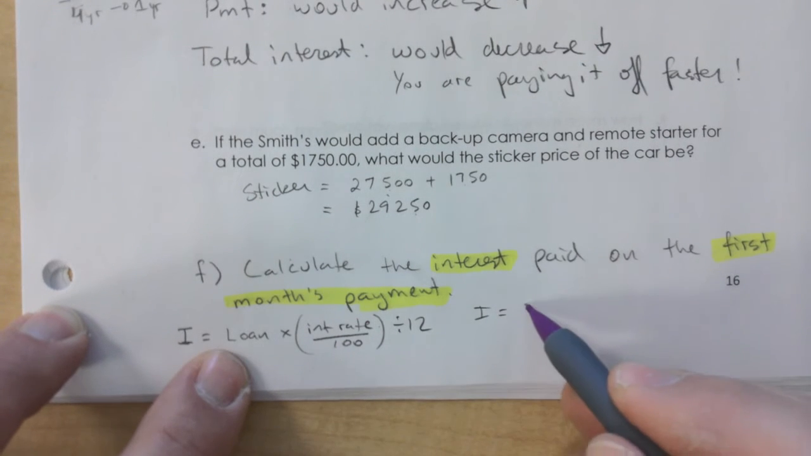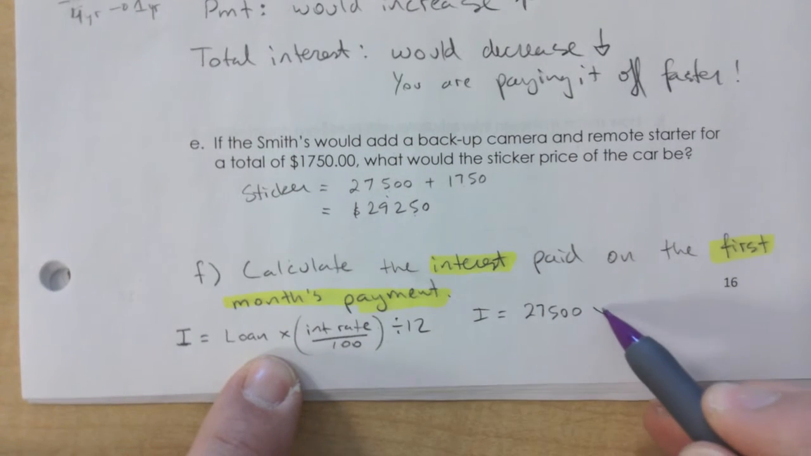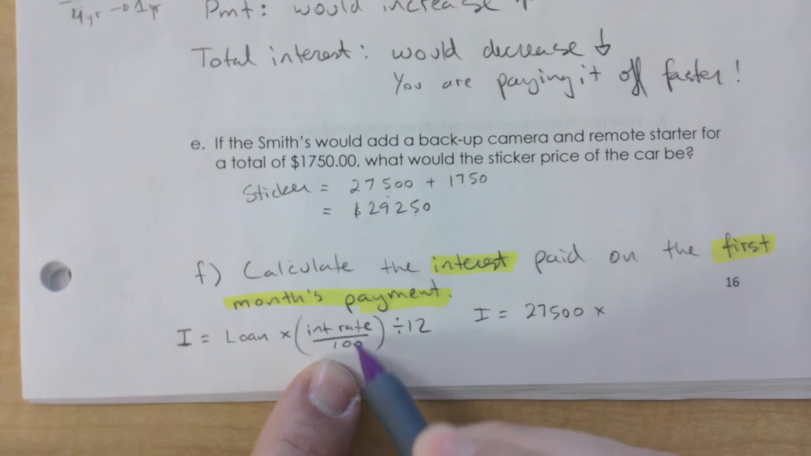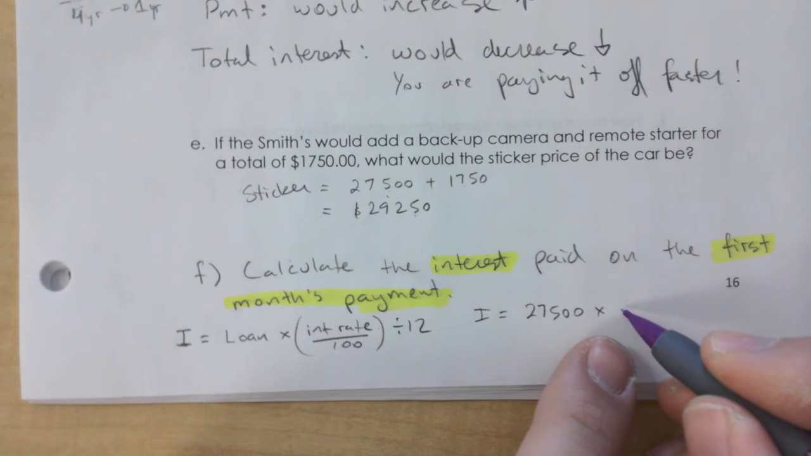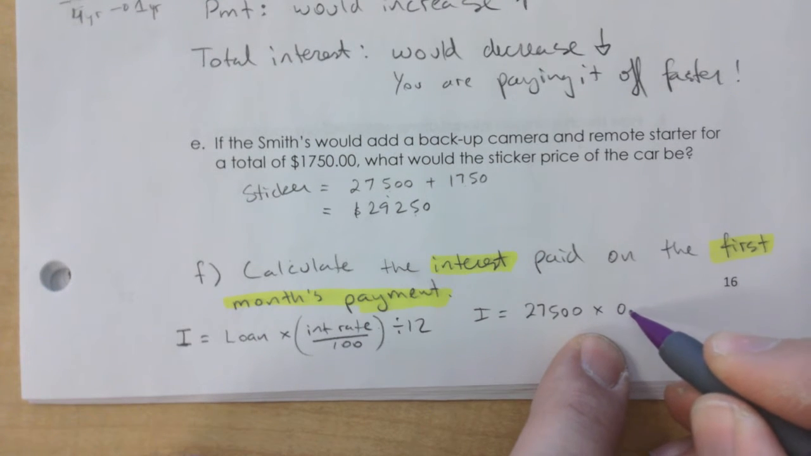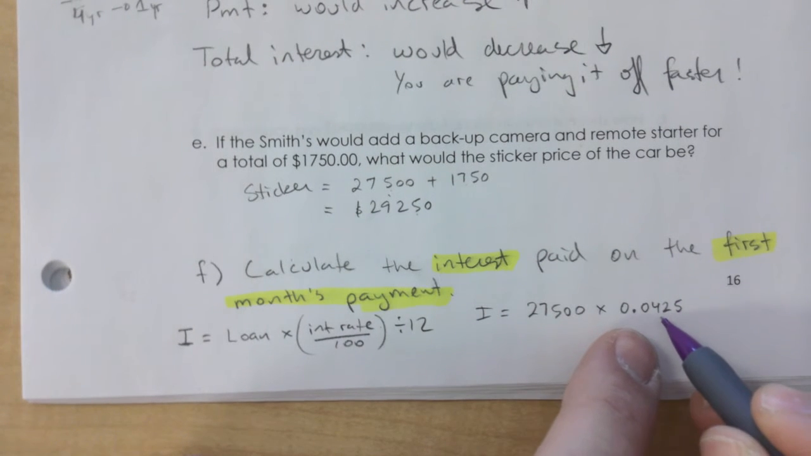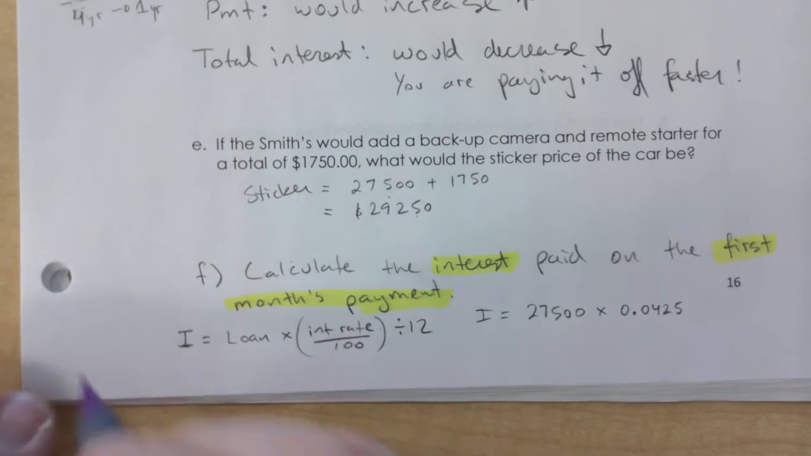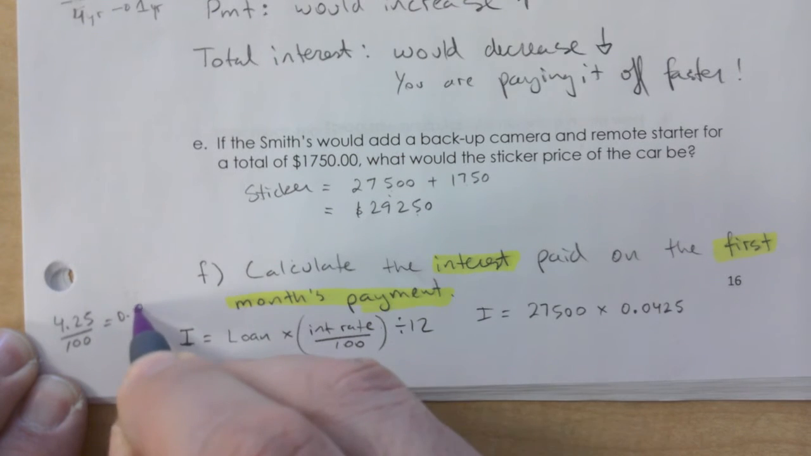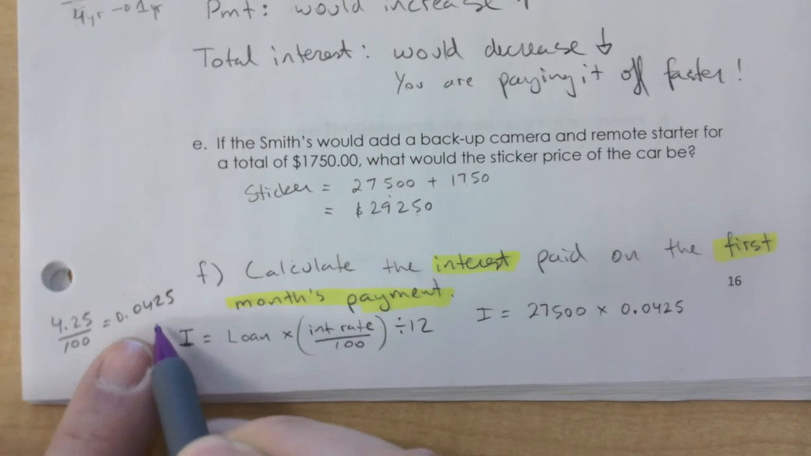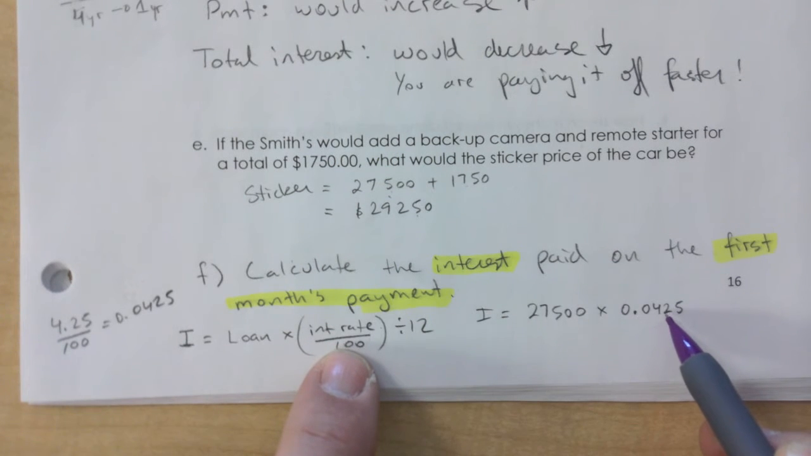So I'll do my math here. So it's 27,500 times the interest rate divided by 100. You can just do that on your calculator. I'm going to go up there, it's 4.25 divided by 100. That's 0.0425, right? Somewhere on the side here, I'm just going to write 4.25 over 100 is 0.0425, so you know how I got this number.